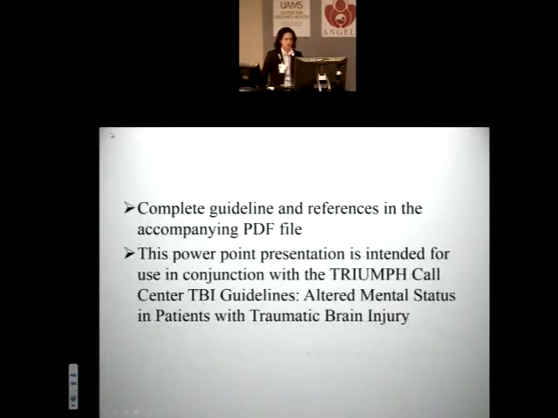This PowerPoint is meant to be used in conjunction with a PDF file. Please refer to the complete guidelines for full details and references.